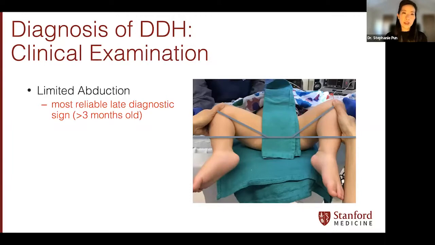Limited abduction is the most reliable late diagnostic sign in infants who are 3 months old and older. So in this patient, you can see when the hips are flexed and abducted into this frog position, the right hip abducts more. So the knee comes down towards the table a bit more than the left hip, which is dislocated. And this is because with being dislocated for a longer period of time, you get some remodeling of the muscles and soft tissues. They contract around the dislocated hip, limiting the amount of abduction that you will find.